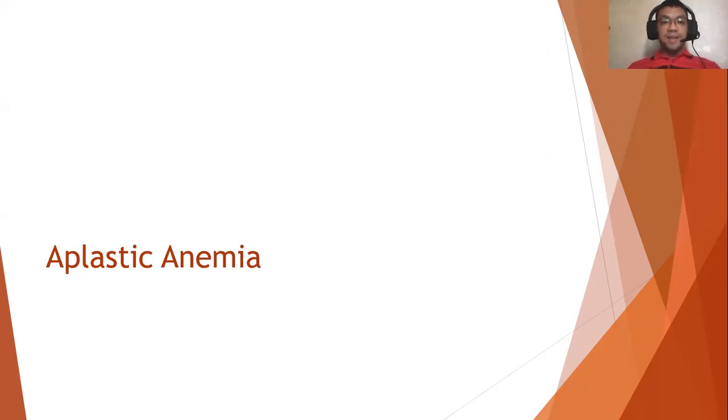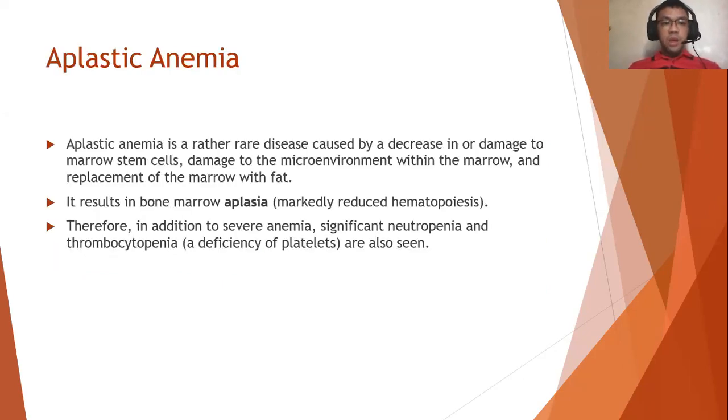Now we go to aplastic anemia. What is it? Aplastic anemia is a rather rare disease caused by a decrease or damage in the marrow stem cells, damage to the microenvironment within the marrow, and replacement of the marrow with fat. So this results in bone marrow aplasia, which is markedly reduced hematopoiesis. And therefore, what happens here is that there will be severe anemia.